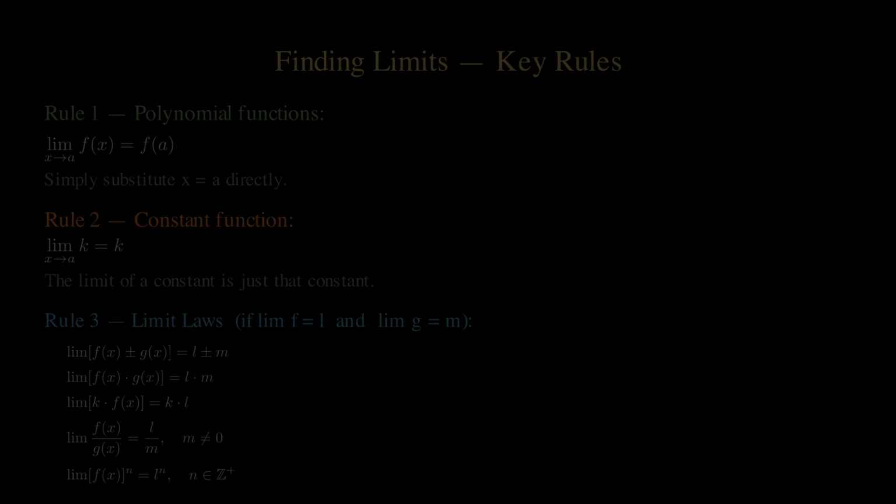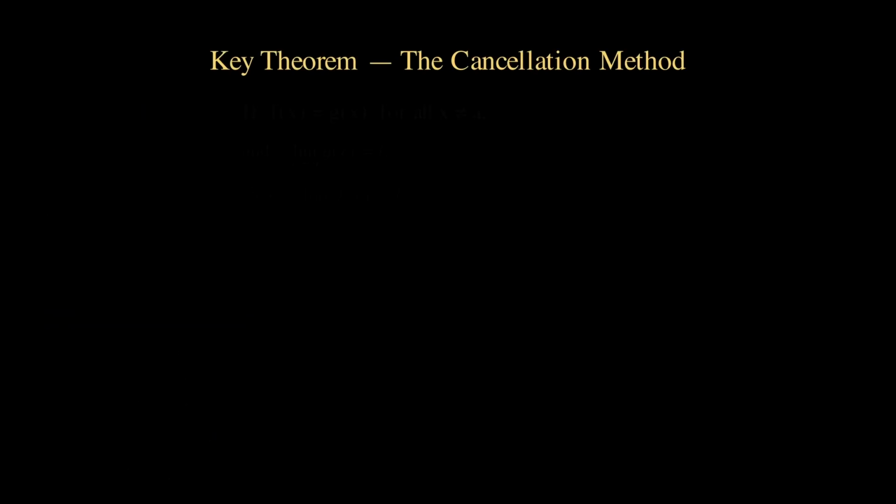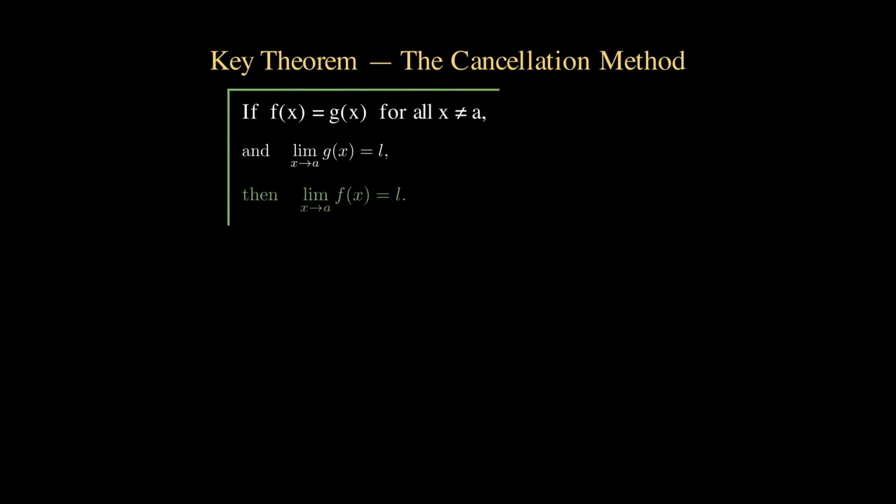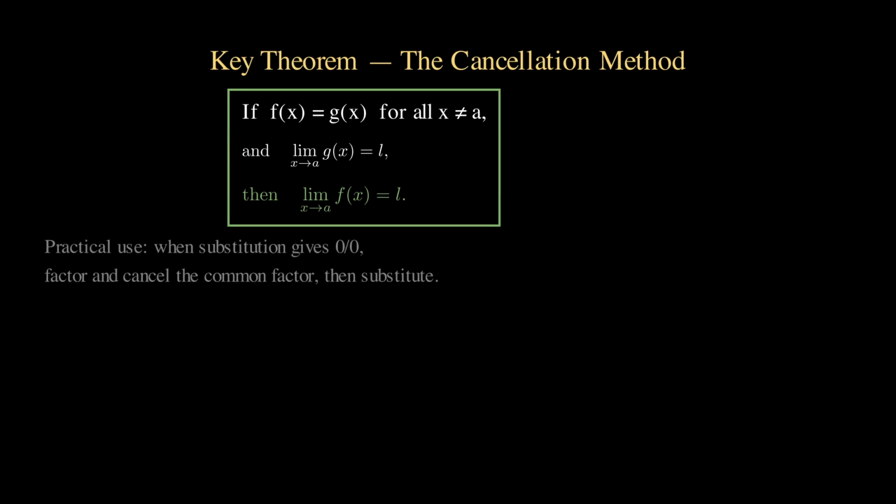Now, the key theorem for dealing with 0 over 0. If f of x equals g of x for all values of x except at x equals a, and we know the limit of g as x approaches a equals L, then the limit of f as x approaches a is also L. In practice, this means when substitution gives 0 over 0, we factor the numerator and denominator, cancel the common factor, and then substitute.